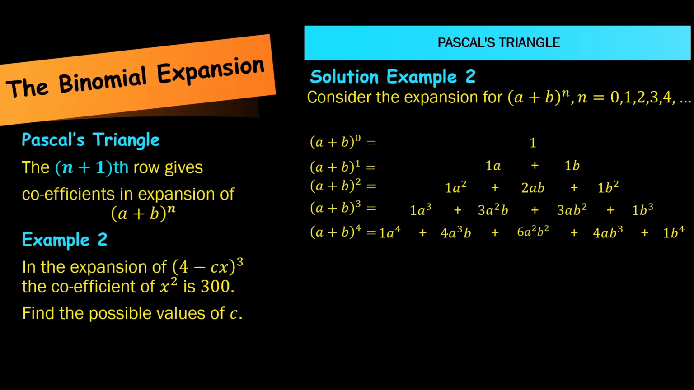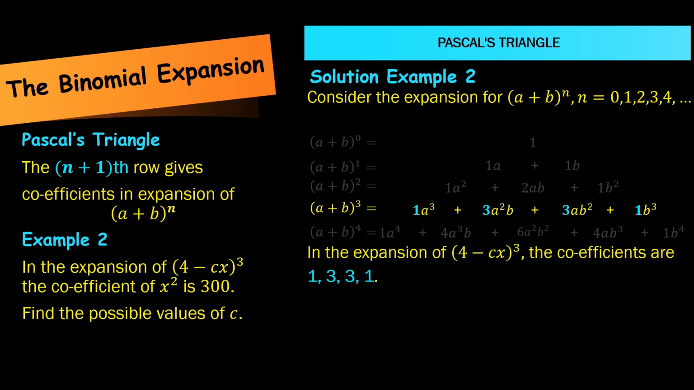Again, let's consider the expansion for (a + b) all raised to the power n, for n equals 0, 1, 2, 3, 4. Again, you have Pascal's triangle for the first 5 rows. We are particularly interested in the fourth row, so (a + b) all raised to the power 3 is equal to 1a cubed + 3a squared b + 3ab squared + 1b cubed. And so the relevant coefficients for (4 − cx) all raised to the power 3 are 1, 3, 3 and 1.